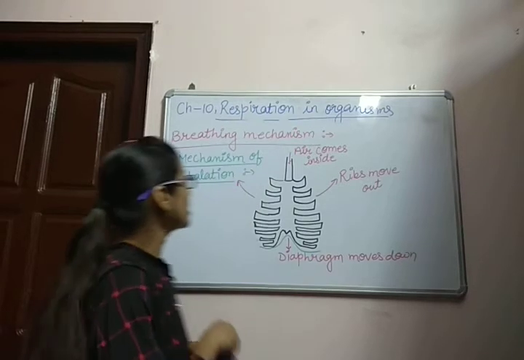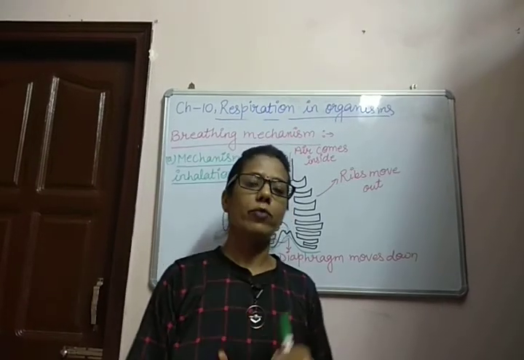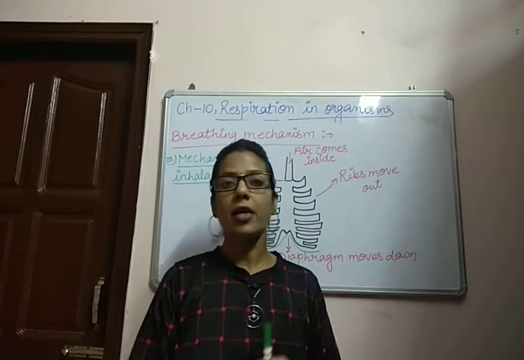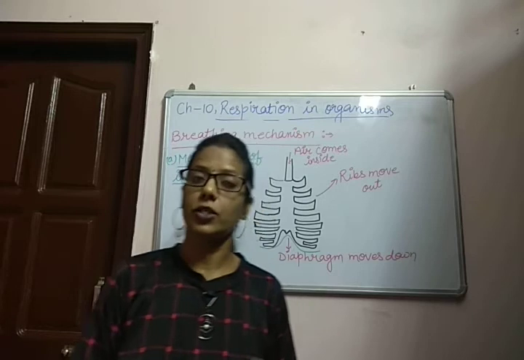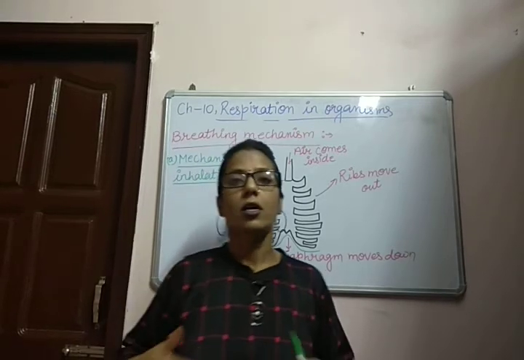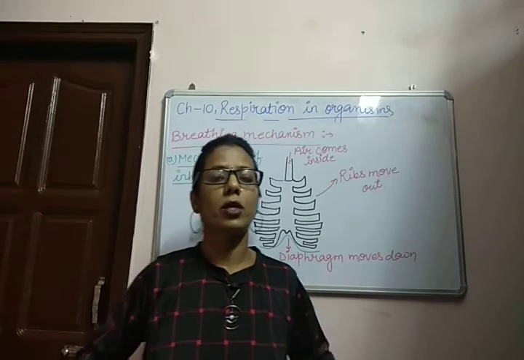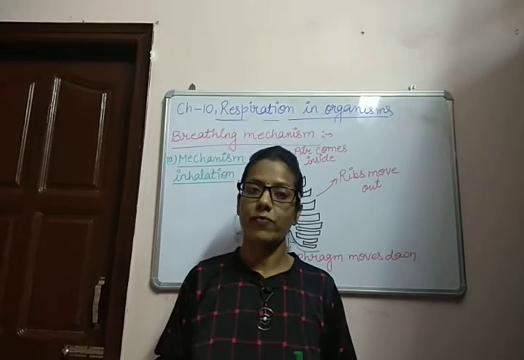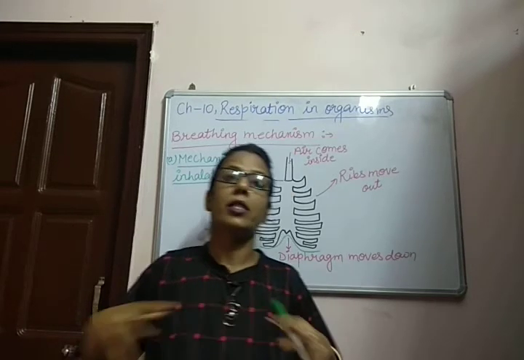So the first is mechanism of inhalation, because breathing always has inhalation and exhalation. So first we are talking about mechanism of inhalation. The lungs are present in the chest cavity of our body, and the floor of the chest cavity is made up of the diaphragm. And the lungs in the chest cavity are protected by the rib cage.